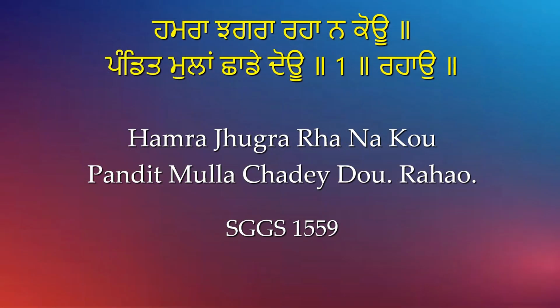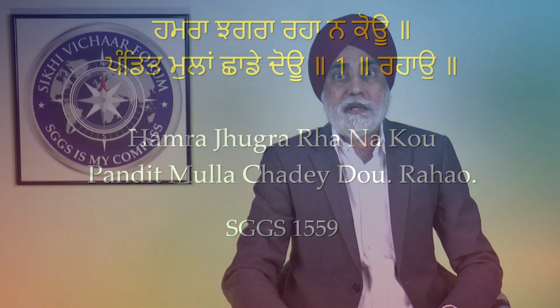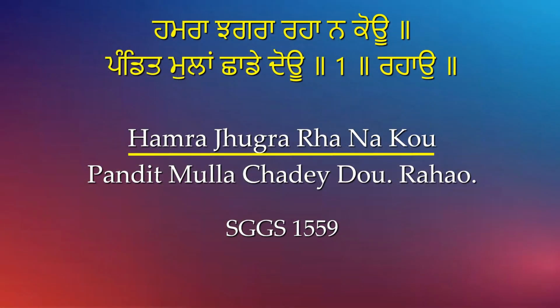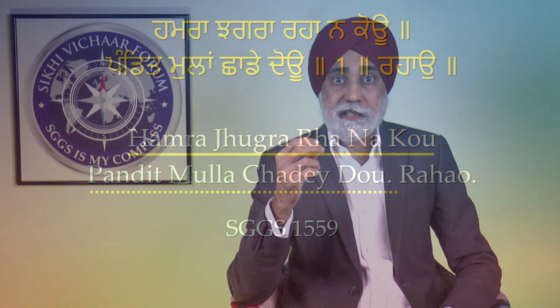Here is a verse of Bhagat Kabir Ji that establishes this principle. It is found on page 1559 of the Sri Guru Granth Sahib Ji. Hamra chagra raha na kohu, Pandit Mulla chhade do rahao. Meaning, all my inner spiritual conflicts have come to be resolved to the extent that none remain whatsoever. Hamra chagra raha na ko. How so? Pandit Mulla chhade do. I have discarded the clergy from within my spiritual journey.